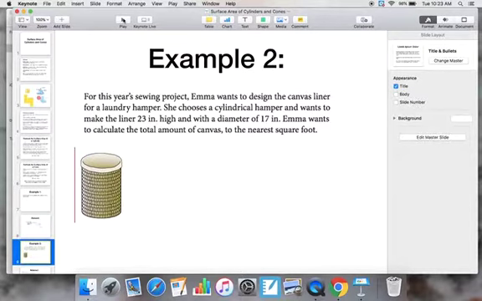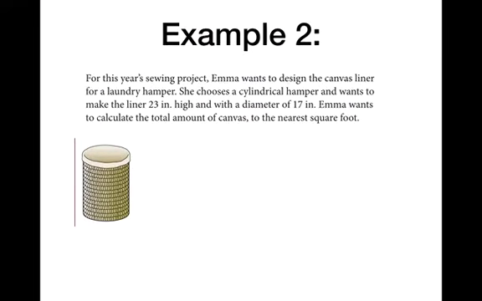In this example, we'll try and make it more of an application. For this year's sewing project, Emma wants to design the canvas liner for a laundry hamper. If you think about a laundry hamper, you just want to have the canvas that goes on the inside, maybe of a wicker basket or something. She chooses a cylindrical hamper and wants to make the liner 23 inches high with a diameter of 17 inches. Emma wants to calculate the total amount of canvas she's going to need to sew it together and put it inside the laundry hamper, to the nearest square foot.